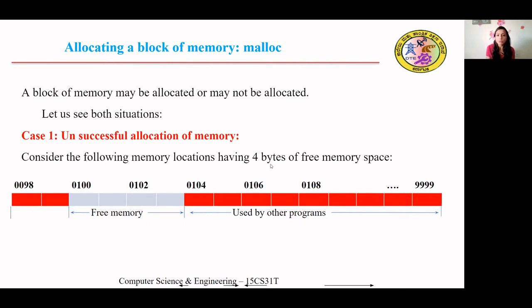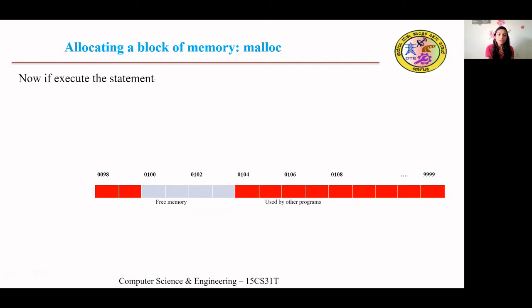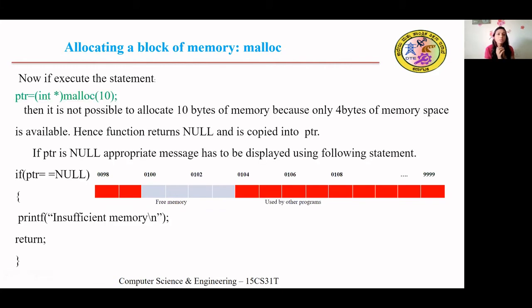So if you consider the following memory locations, in this computer only 4 memory spaces are free. Red indicates fully used by other programs. So only 4. Now how many bytes can I reserve using malloc? Only 4 bytes. If I want more than 4 bytes, if I ask for 5 bytes, it will give me memory allocation not successful.